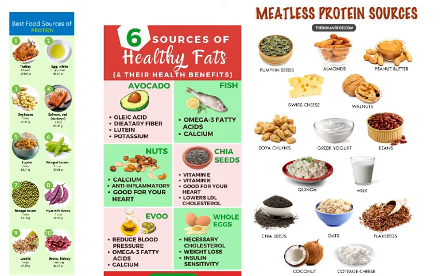Then foods rich in proteins. You can pause the video here. Of course, there are some which are meat, so turkey, eggs, fish, nuts, whole eggs, and then the ones which are meatless proteins, which are peanut butter, almonds, pumpkin seeds, cheese, Greek yogurt, chia seeds, oats, flax seeds, cottage cheese.